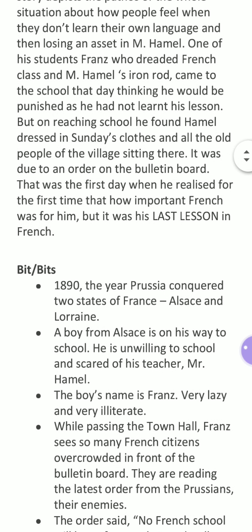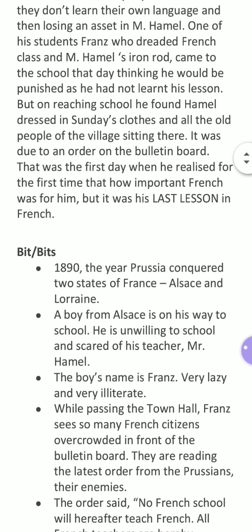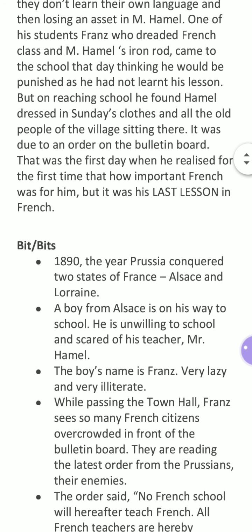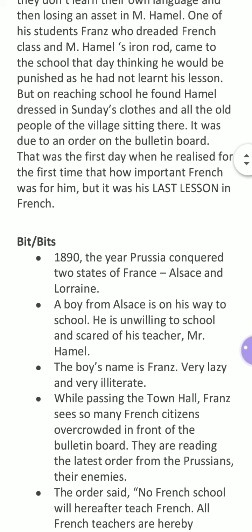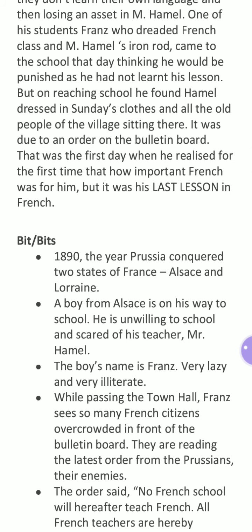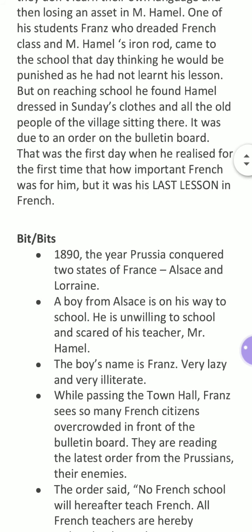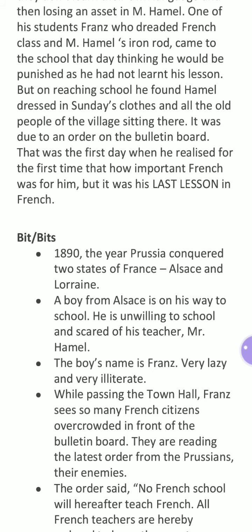Hamel. One of his students, Franz, who dreaded French class and Mr. Hamel's iron rod, came to the school that day thinking he would be punished as he had not learned his lesson. So the relationship between teacher and student has also been disclosed, that how a student is very much frightened and how a teacher keeps on giving punishment to the students for the betterment of their life, for the upliftment of their life. But the student thinks that this teacher is not good, this is very hard, very much cruel. So this relationship is also very minutely displayed and explained in this story.